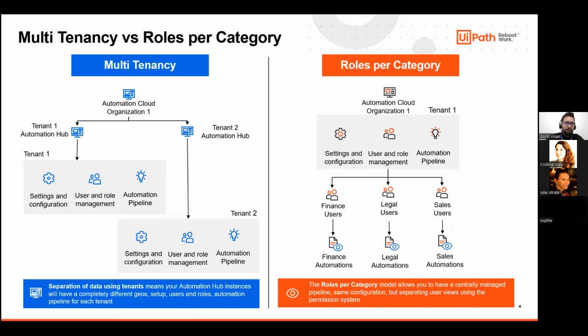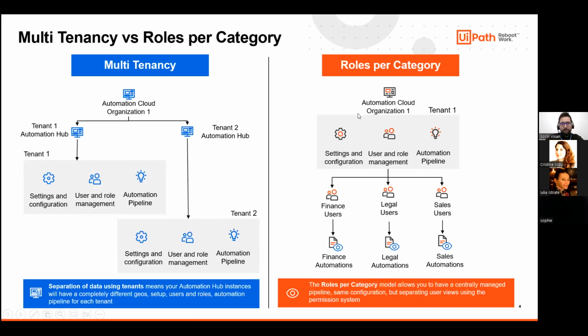This is what two separate tenants mean in terms of the setup. It also means on the Automation Cloud level that you can go even further with this separation and separate on a geographic level, meaning that you can have tenant one in a certain region and tenant two in another region, one in Europe and one in the US, if you want your entities to be completely split up also in terms of data residency.